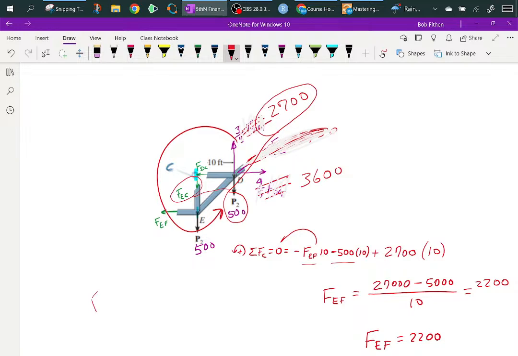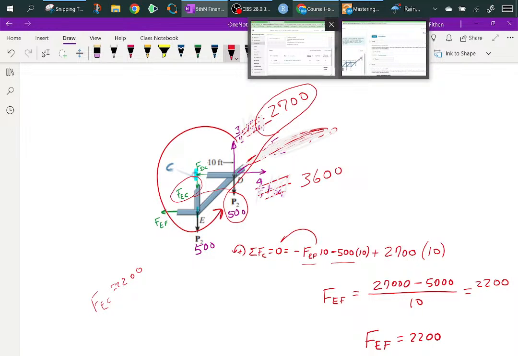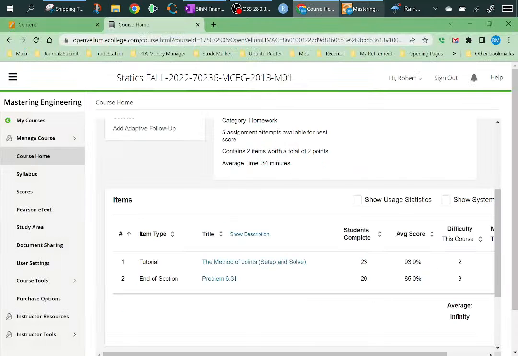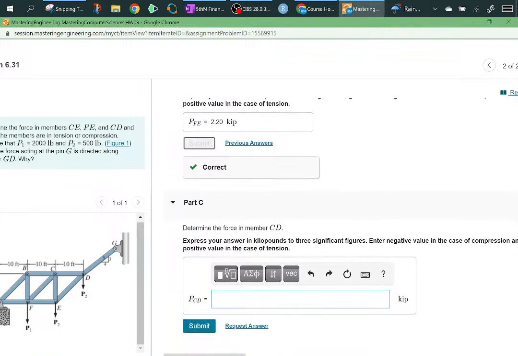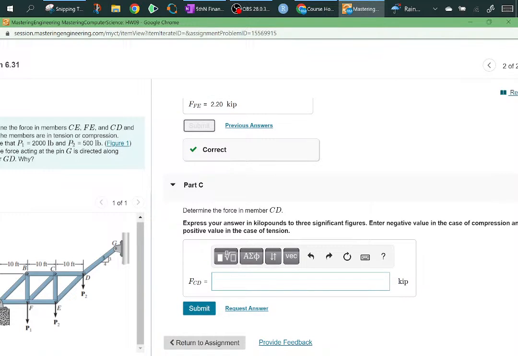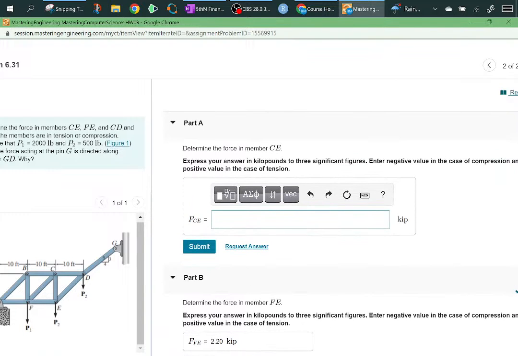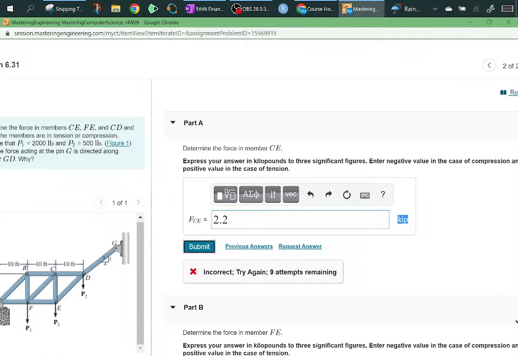Okay. FEC's got to be 22. Let's try that. EC, EC. Just remember EC. Am I missing something? Oh, CE. Did I say 22? I don't remember what I said. 9 attempts left. Kilopounds, 3 centimeters. Enter a negative. Oh, okay. Never mind.